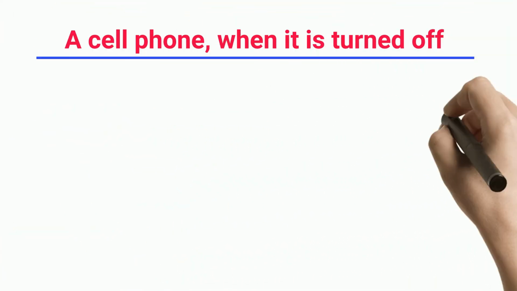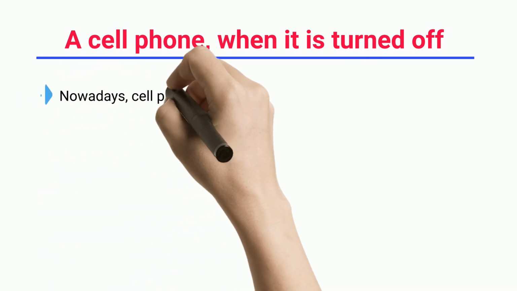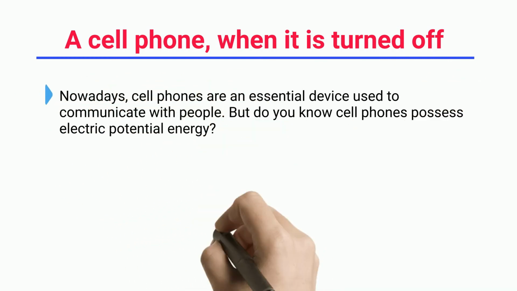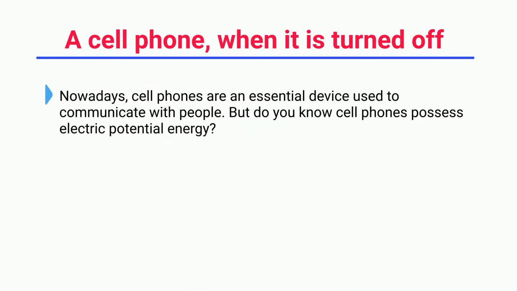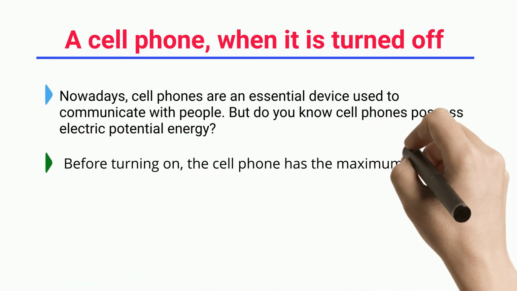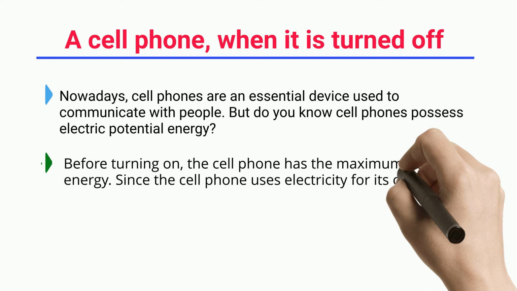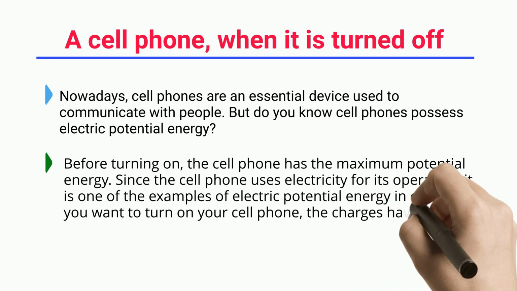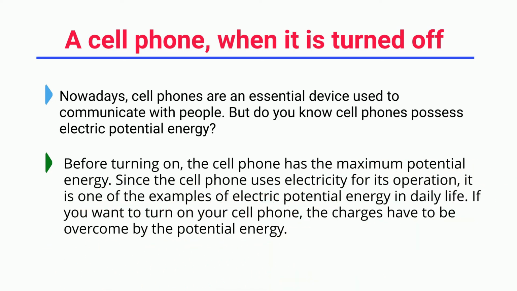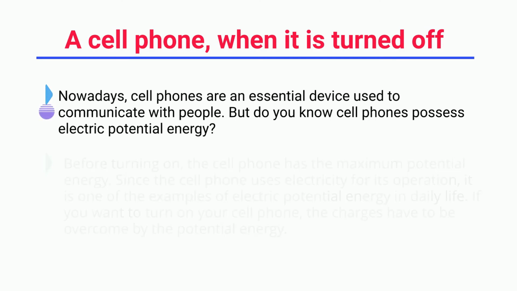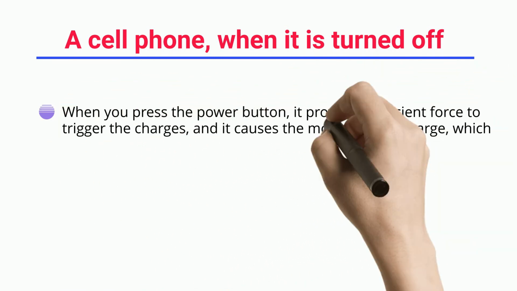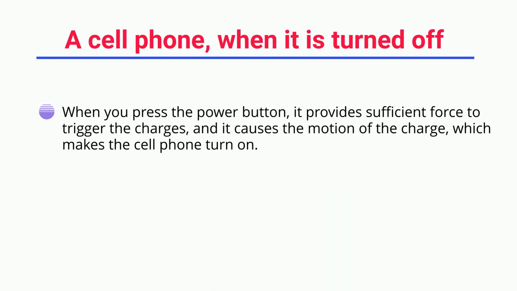A cell phone when it is turned off. Nowadays, cell phones are an essential device used to communicate with people. But do you know cell phones possess electric potential energy? Before turning on, the cell phone has the maximum potential energy. Since the cell phone uses electricity for its operation, it is one of the examples of electric potential energy in daily life. If you want to turn on your cell phone, the charges have to be overcome by the potential energy. When you press the power button, it provides sufficient force to trigger the charges, and it causes the motion of the charge, which makes the cell phone turn on.